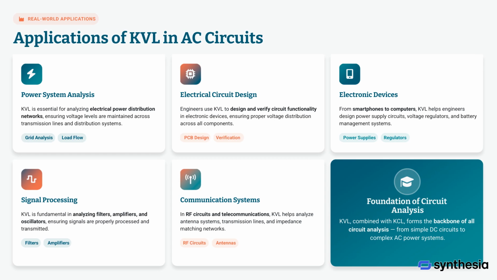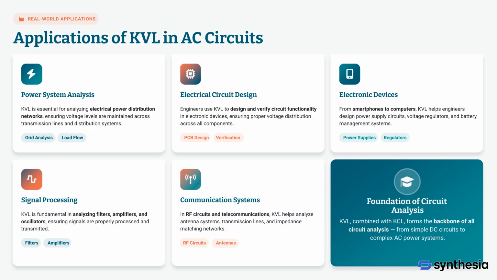KVL is widely used in many areas of electrical engineering. For example, it is used in power systems to analyze voltage distribution across transmission lines. It is also important in electronic circuit design, helping engineers design reliable circuits.